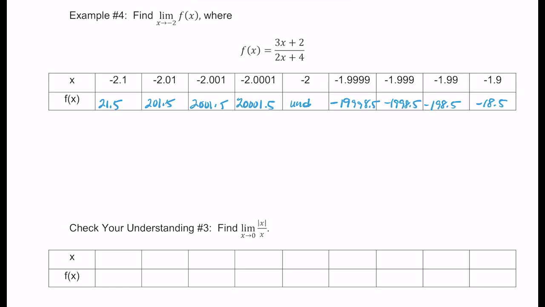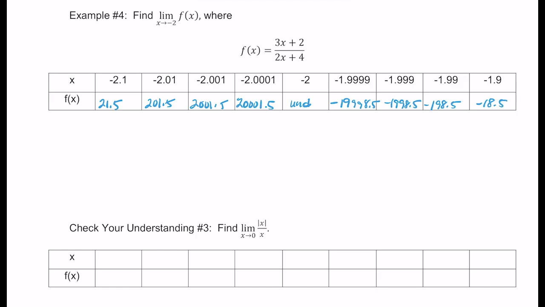So as you look here, what is something you notice as you approach -2 from the left, and then as you approach -2 from the right? So as x approaches -2 from the left, f of x is getting larger and larger, right? Without any boundary, it would keep getting larger if you think about it. So if I was to plug in -2.00001 and so on, it's going to keep getting larger and larger.